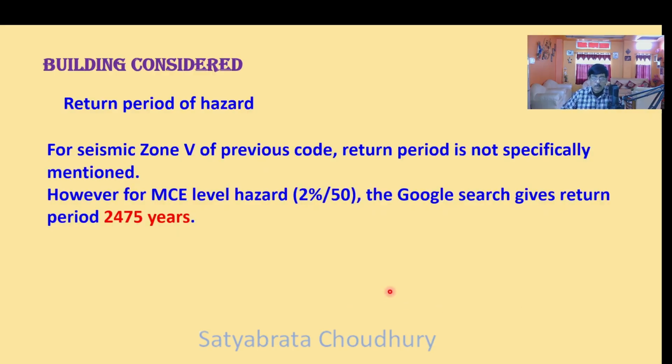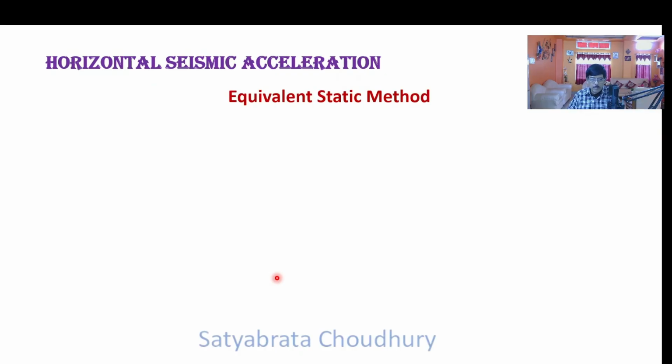Return period also you have to consider, because the zone factors in the new code are given in terms of return period. For seismic zone 5 or other zones, the return period was not specifically mentioned in the previous code. However, for the MCE level, which is 2% chance of exceedance in 50 years, a Google search gives you a return period of 2475 years. So we shall be using this return period for our calculation purpose.